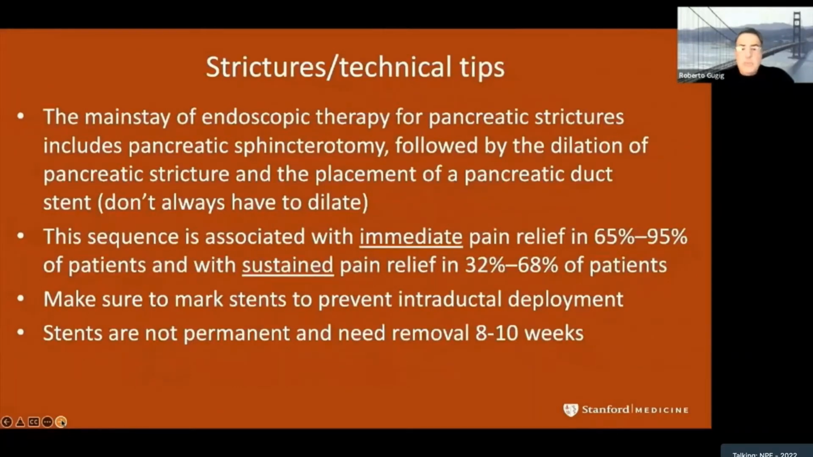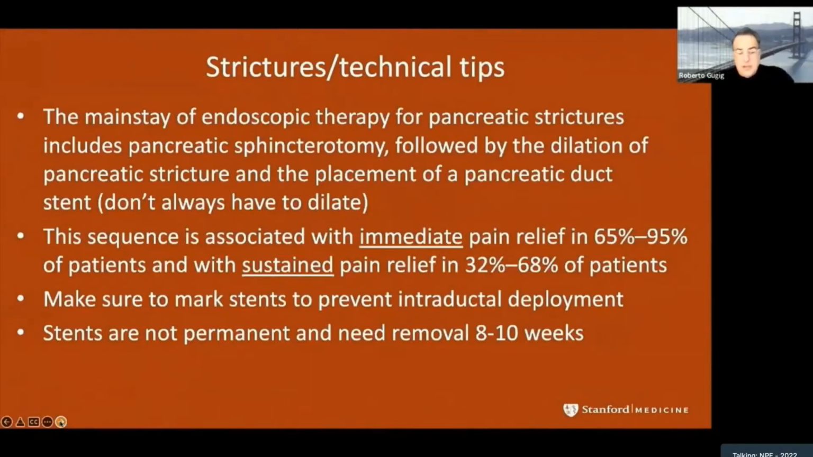And when you approach this via ERCP, you want to do a sphincterotomy, you dilate the stricture, although sometimes you don't need to dilate, and you place a pancreatic stent across the stricture. You can see that you get very good immediate relief, but the sustained relief is probably in the 50 to 60% range for the majority of the time. So you just have to be careful and set expectations for the patient and, in my case, for the family. You want to try to mark the stents if you're deploying pigtail stents, because you don't want an inadvertent deployment of the stent. So you want to know when to deploy the proximal side of the stent.